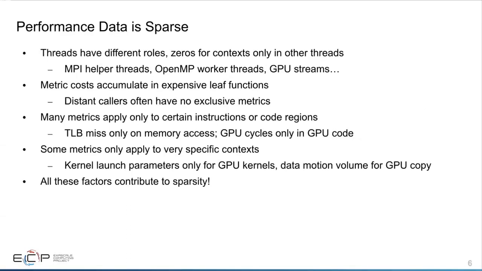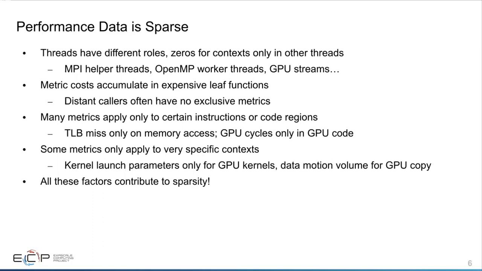Now, let's talk about the first approach. How do we use the natural sparsity present in the large-scale performance data to reduce the storage requirements? We first focus on the first part, natural sparsity. Why do we have it? There are several factors that actually contribute to it.